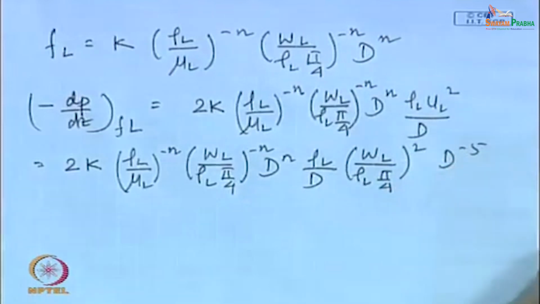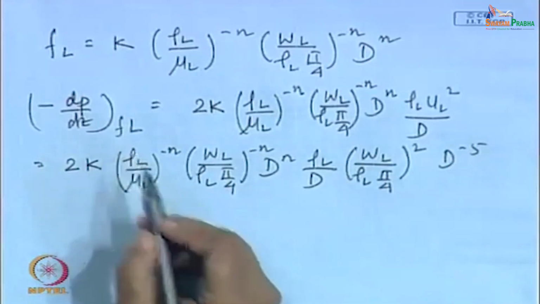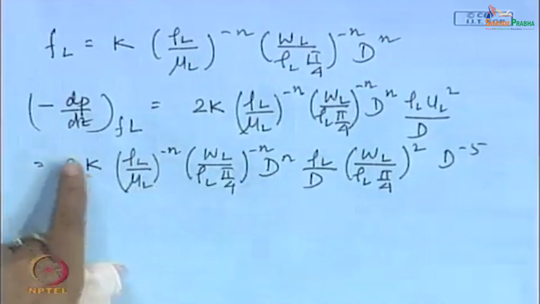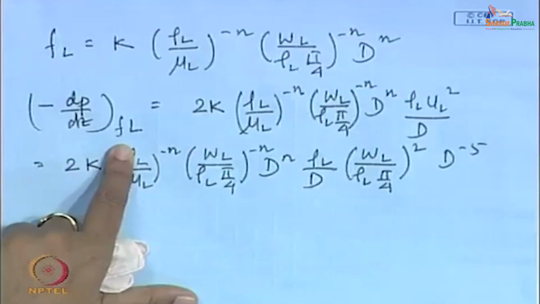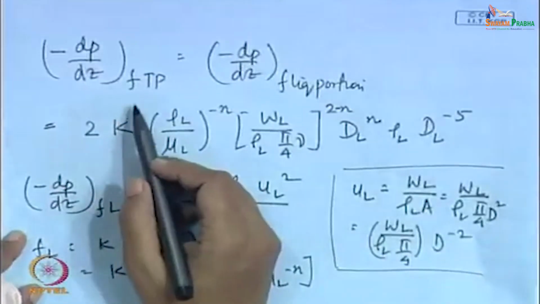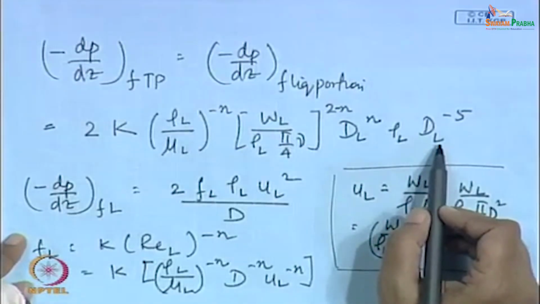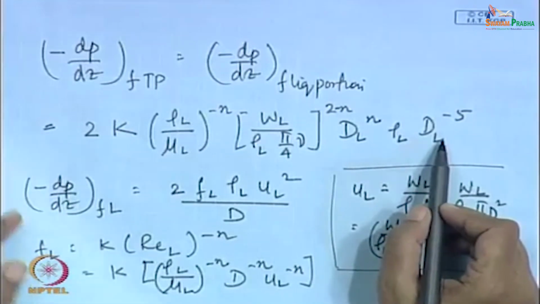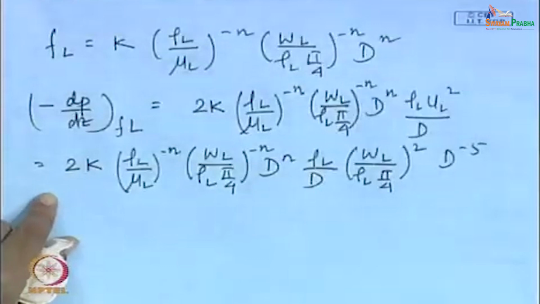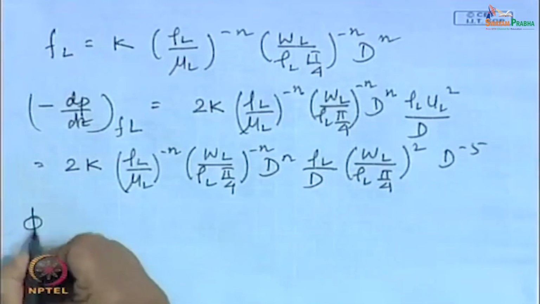So, this is the final form of the frictional pressure gradient. Okay. So, this is the final form for the frictional pressure gradient, and this was the final form for the two phase frictional pressure gradient or the frictional pressure gradient in the liquid portion. So, if we divide one by the other, this by this, we are going to get phi L square. So, just divide it and see what you get.